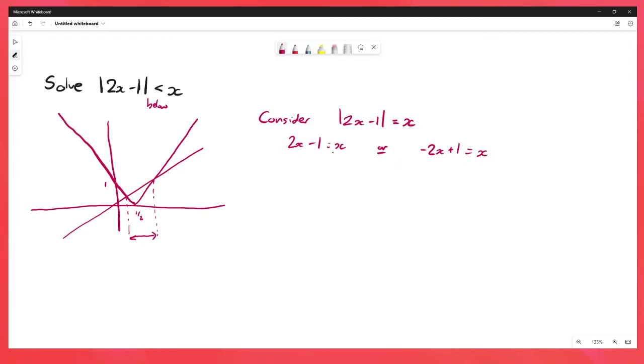We can solve these equations here. This one comes out nicely. We get x equals 1. Just very simple rearranging. And this one we get 3x equals 1. So x is a third. So this is a third. This is 1. We can see, again, the region where our modulus graph, this one, is below our x graph, this one, is here. It's this region.